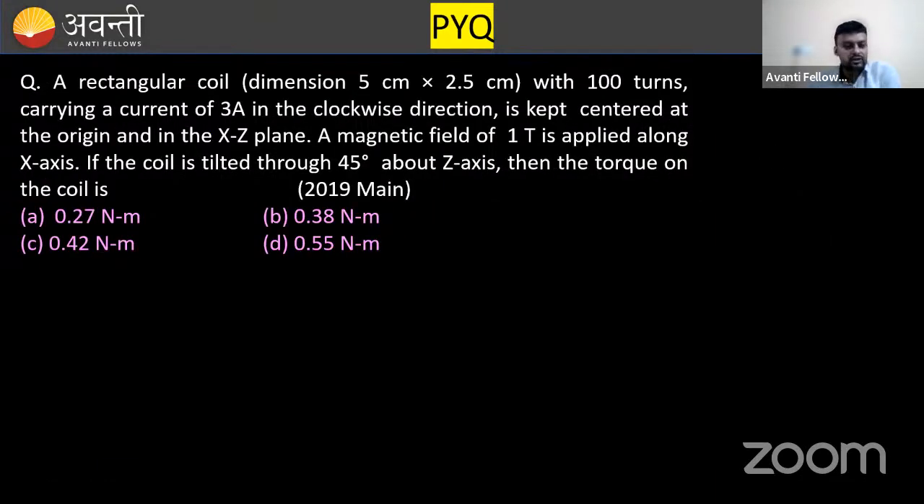There is one more interesting question here. There is a rectangular coil. Dimensions are given. 100 turns are given. I am giving you some 40 seconds to solve the question. You just read it by yourself, try to solve the question and give me the answer.